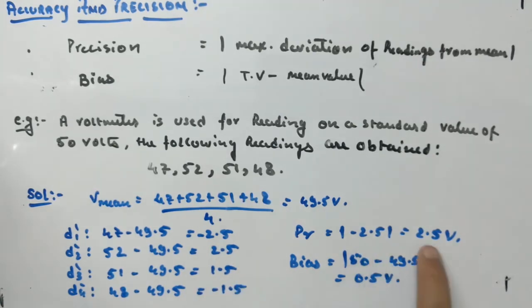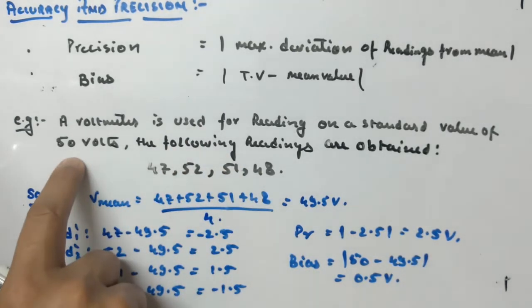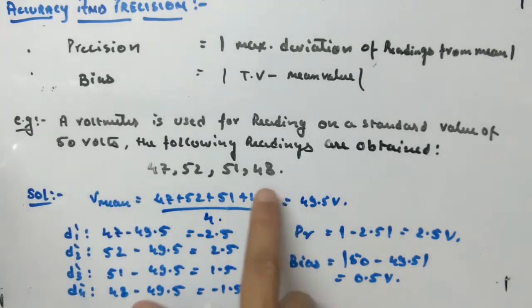If you take the mod, you will have 2.5 volt. Okay, so this is your precision. Now bias can be calculated as the modulus of true value minus the mean value, that is 50 minus 49.5, modulus. You will get 0.5 volt.